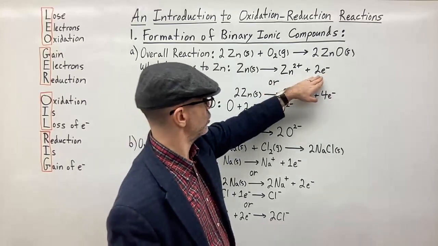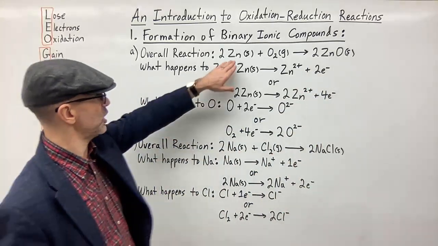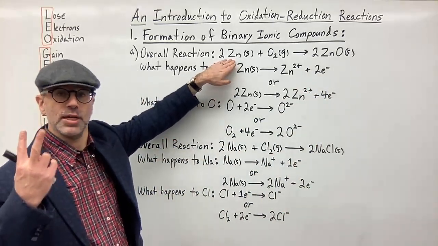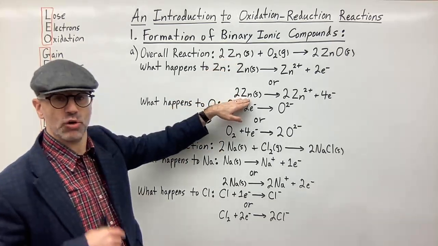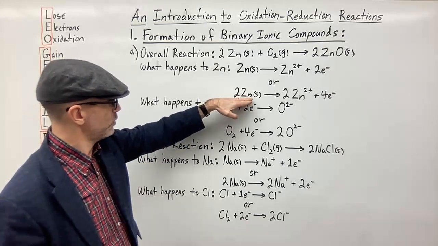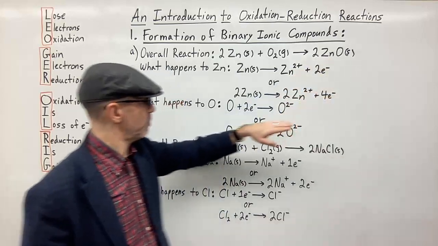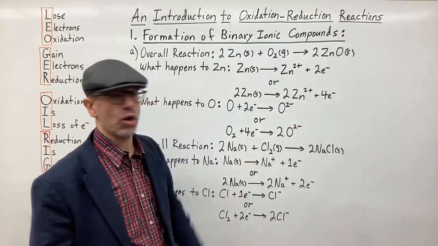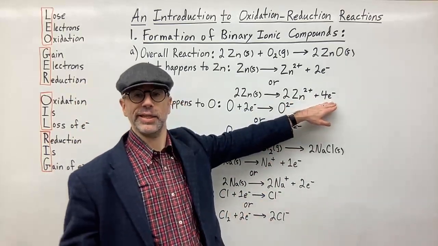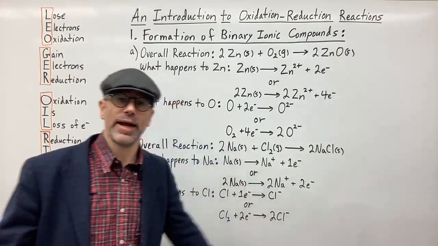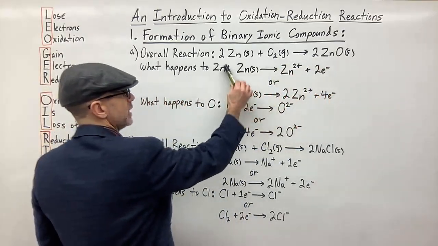So zinc goes from a solid neutral atom to having a 2+ charge, and therefore loses 2 electrons. Here we have the two electrons being lost by zinc. Now here we have 2 zinc atoms, so you could write this another way with both zinc atoms. To be complete, both of our zinc atoms are going to become ions, so they're both going to have a 2+ charge. That means both of them are going to lose 2 electrons, so the total number of electrons is 4 electrons. That's another way you can write it, but the basic equation is this one here.